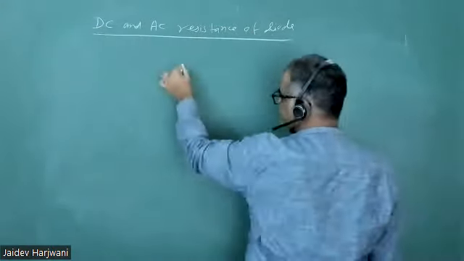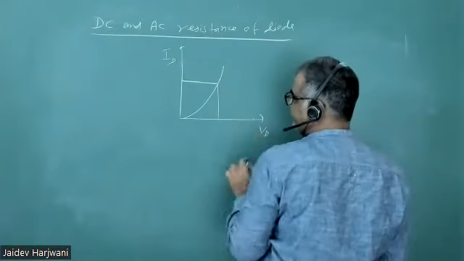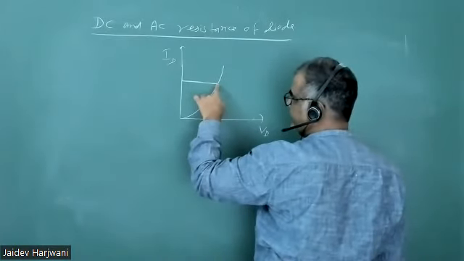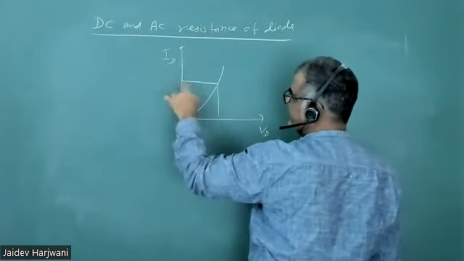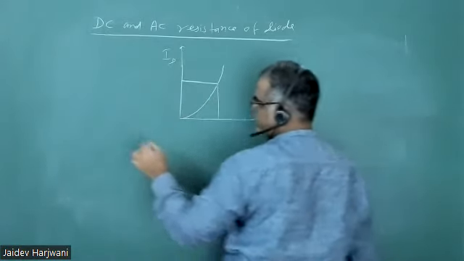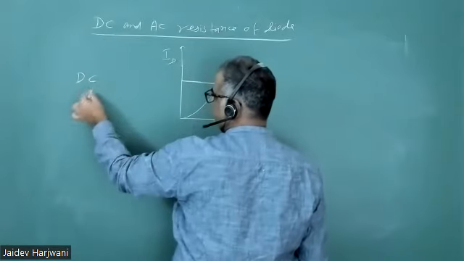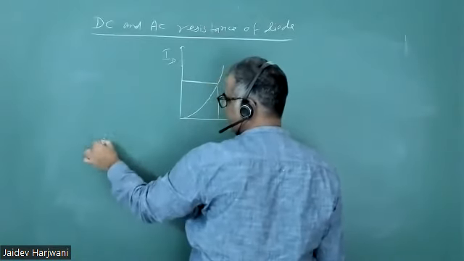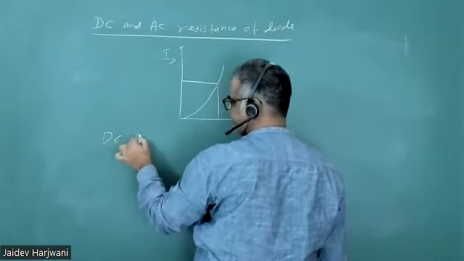At this point, if I want to find the resistance, I need to find what is the current here and what is the voltage here. So each point has a different resistance. So, DC resistance of diode.